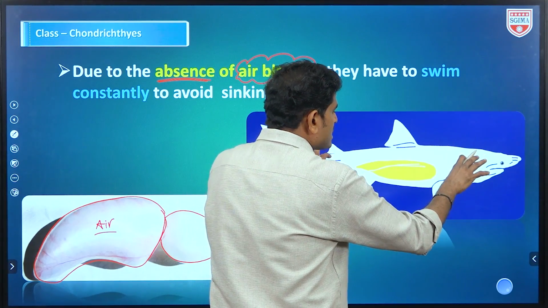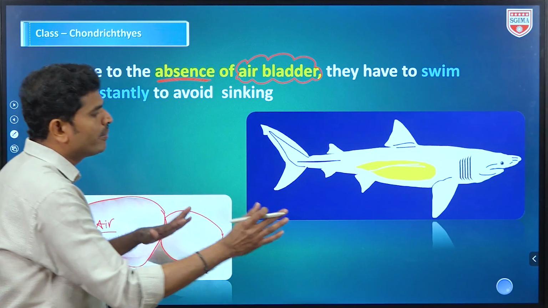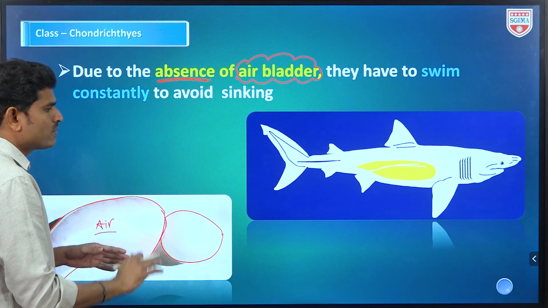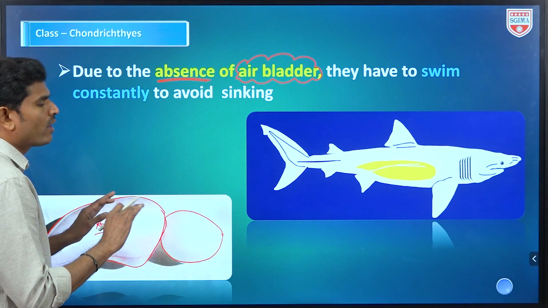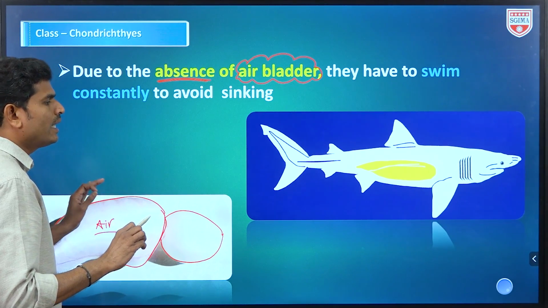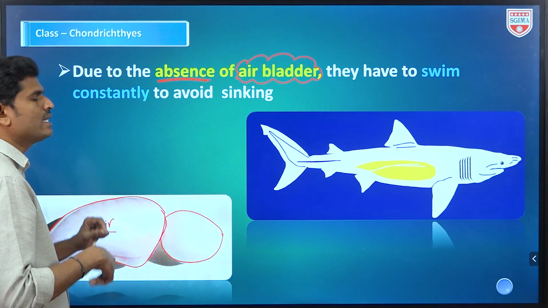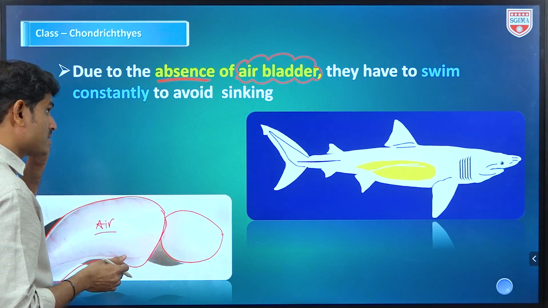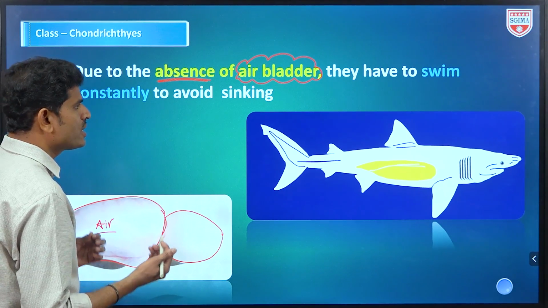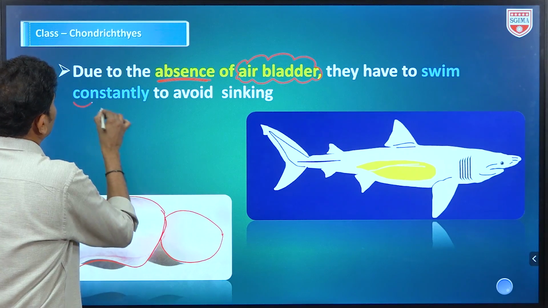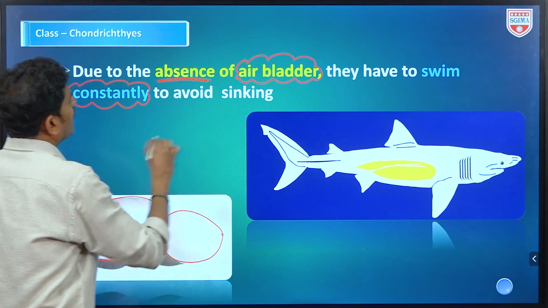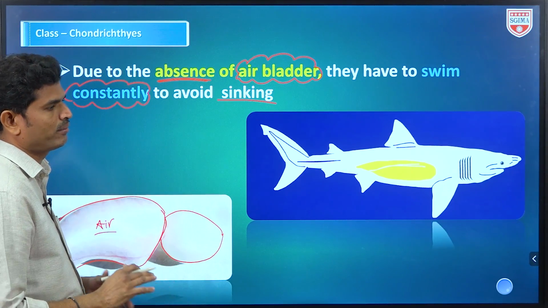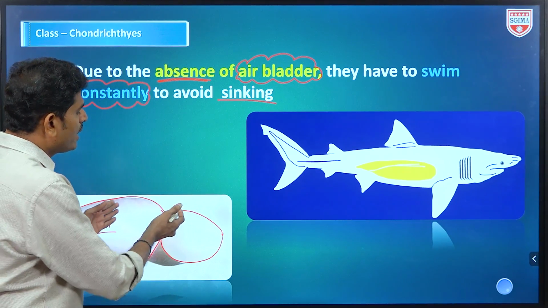Actually, sharks don't contain this structure in the body. It is absent. So that's why, to maintain the buoyancy or their location, they have to always swim. Okay, so this is the main point here. Due to the absence of the swim bladder, they always have to swim, because if they don't swim, they are going to sink deep into the water, automatically going to the bottom. Okay, because there is no swim bladder.